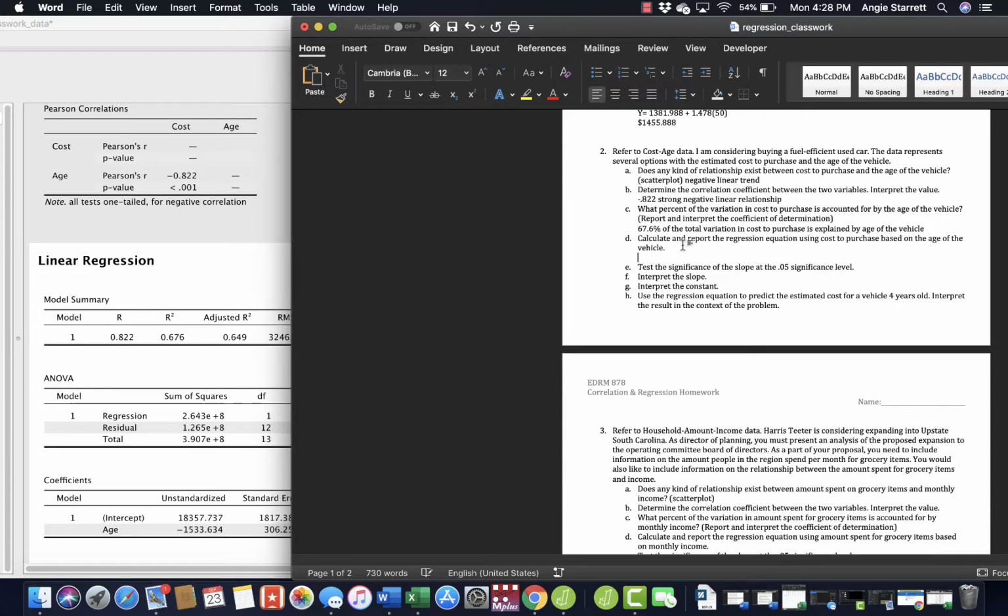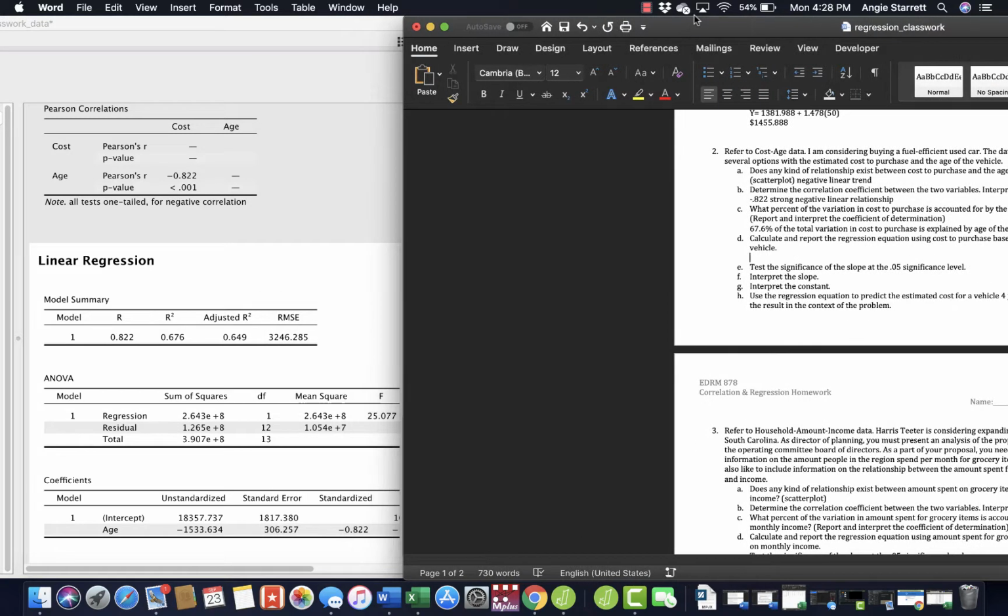All right, calculate and report the regression equation. Well, we just said that both the intercept and age were significant, so here are our unstandardized coefficients. So we've got y equals 18,357.737 minus 1533.634 times age of the vehicle.